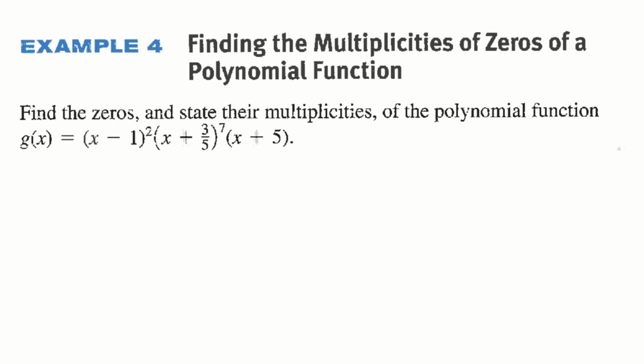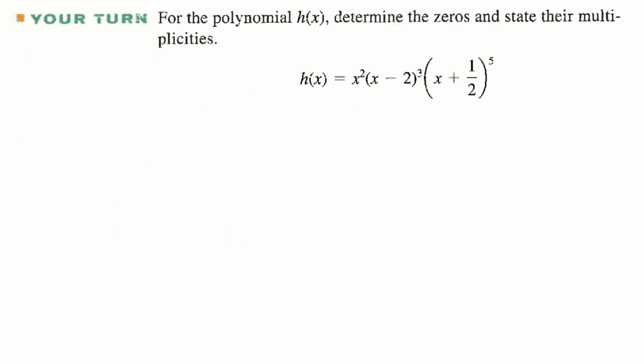Okay, so let's find the multiplicities here. So the multiplicities here are 1 with multiplicity of 2 because it's showing up twice. Negative 3/5 from right here with a multiplicity of 7. And that's a plus here, so we're going to say minus 5 with a multiplicity of 1. Your turn. Hopefully you said 0, multiplicity 2, 2, multiplicity 3, negative 1/2, multiplicity 5.